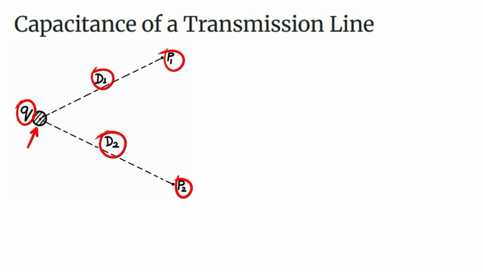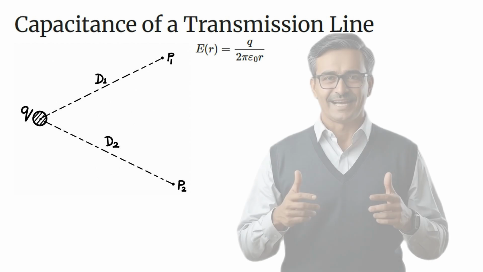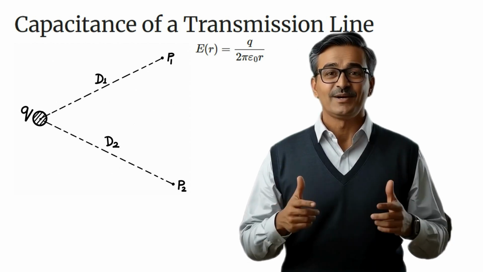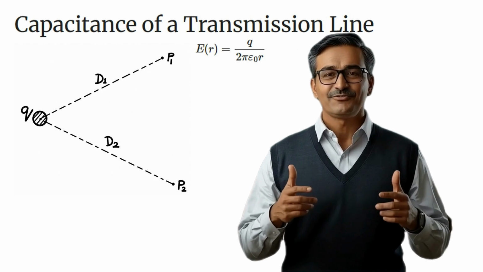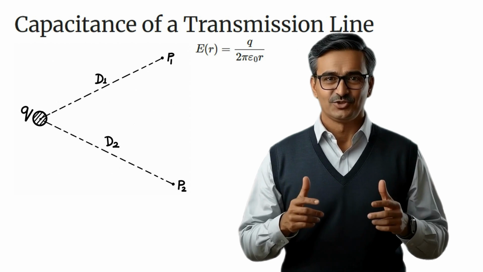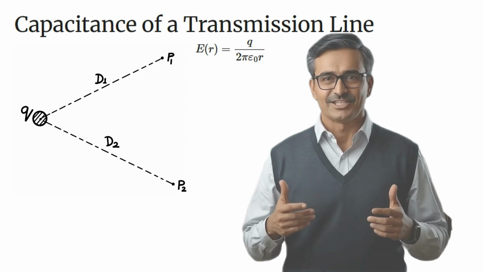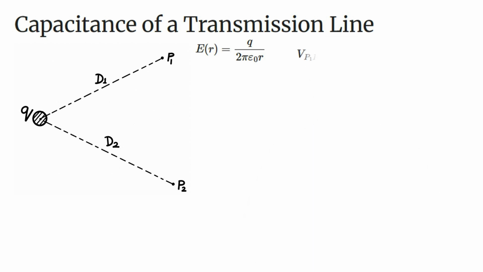We already know that the electric field intensity at any point located at a distance r from the center of the conductor is given by E of r equals Q divided by 2 pi epsilon naught r. Here, epsilon naught is the absolute permittivity of air. Now our objective is to find the potential difference between points P1 and P2 due to the charge Q present on the conductor. Since potential difference is obtained by integrating the electric field, we can write V P1 P2 equals minus integration from D2 to D1 of E dr.